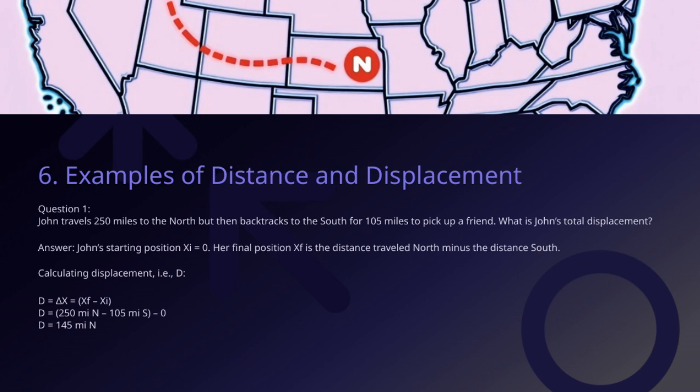To find his overall displacement, we subtract the southward distance from the northward distance. So, 250 miles north minus 105 miles south gives us a net displacement of 145 miles north. This is how we arrive at the calculation d equals xf minus xi, which in this case equals 250 minus 105, resulting in 145 miles north. It's important to note that displacement considers only the starting and ending points, not the total distance traveled.